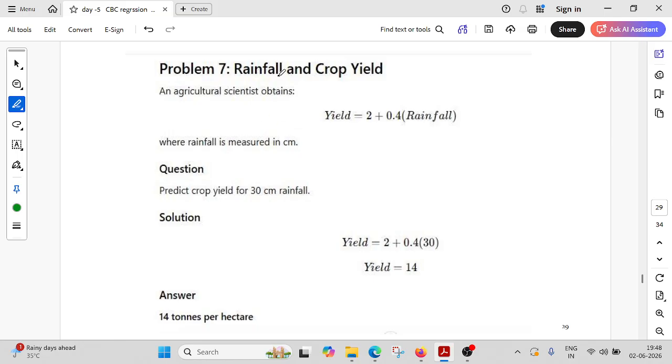The 7th model is rainfall and crop yield. An agriculture scientist obtains y equals 2 plus 0.4 into rainfall. You know this is y equals a plus b into x, where rainfall is measured in centimeters. The question: predict the crop yield for 30 centimeters of rainfall. We substitute this x value here and get 14 tons per hectare. That is the yield, the outcome of the cultivation.